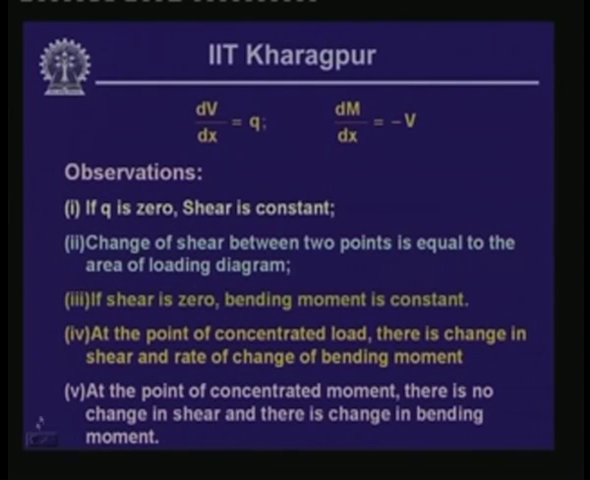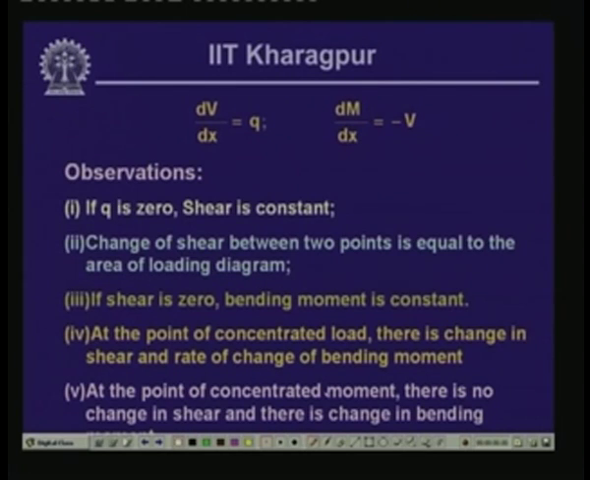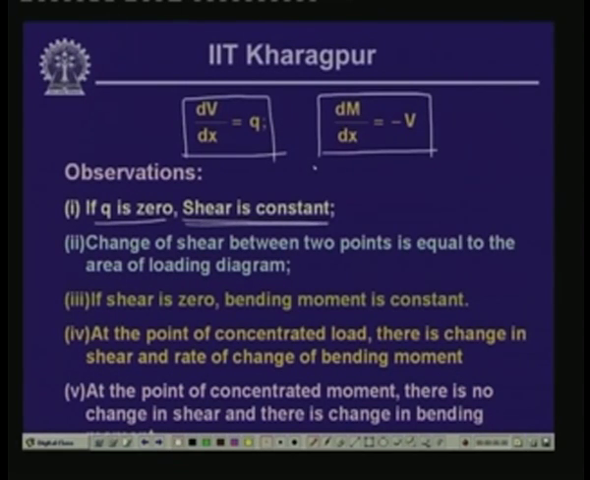Well, then in general, as we have observed from these expressions, dV/dx we have seen as equal to q, and dM/dx we have seen as equal to minus V. If q is 0, then the shear force is constant, as we have seen through the examples as well, and if q is uniform, then the shear force is linearly varying along that portion of the beam. If q is constant, then the shear force will vary linearly. Just now we have looked into that.